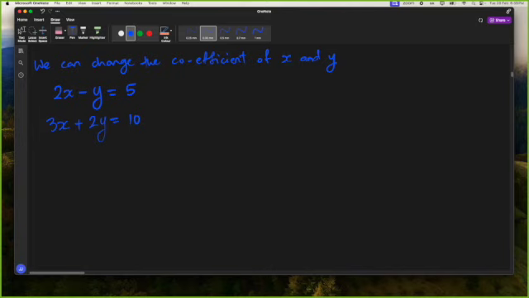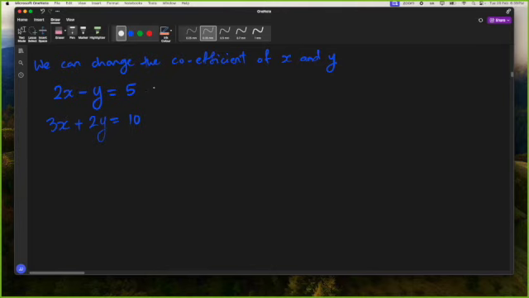All right, yeah. So we want to eliminate x. Now, you could use this method for x or y, right? But what we're going to do is change the coefficient. If I decided that I wanted to eliminate the x's, check what I'm going to do.